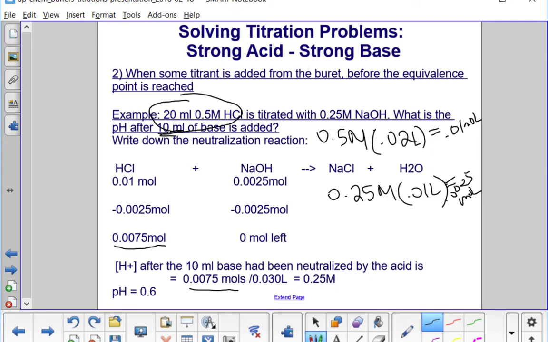So 10 plus 20 is 30 milliliters, or 0.030 liters. So I now have an H plus concentration of 0.25. The negative log of that is 0.6. So we started with a pH of 0.3. We add 10 milliliters of base, and the pH increases to 0.6.